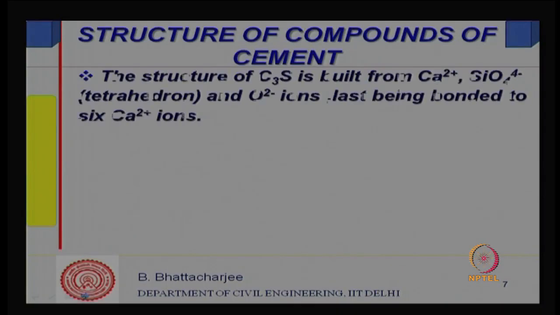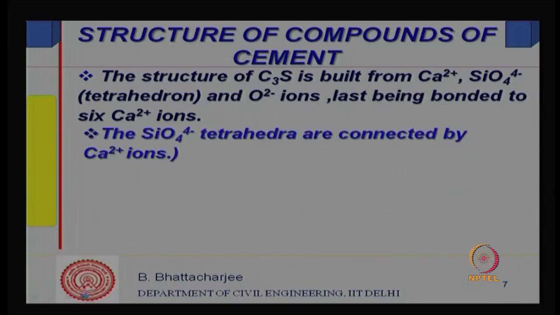The structure of compounds of cement. C3S is built up from calcium ions, SiO4 tetrahedra, orthosilicate as it is called, and oxygen ions. These oxygen ions are bonded to 6 calcium ions, something like this. The SiO4 tetrahedra are connected by calcium ions.